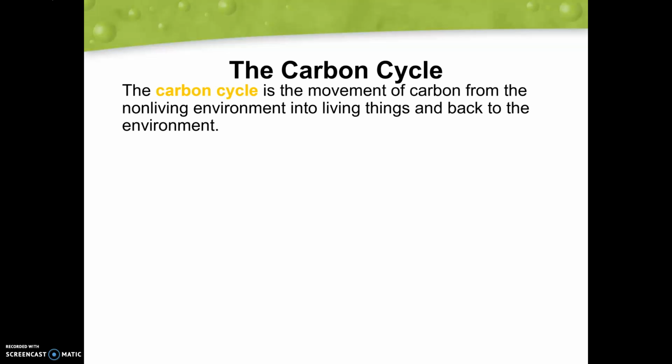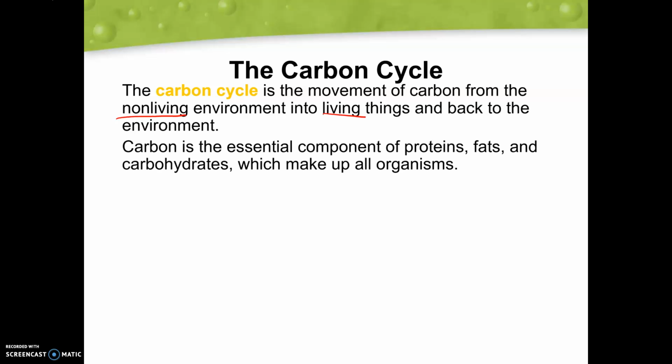So if we take a look at our carbon cycle, we're looking at the movement between non-living things and living things within our environment here. So all of those things are going to be taken. Non-living things like air, water, and rocks are moving into our living things, which are animals and plants, and then back and forth as we see that cycle happening. Carbon is one of those super essential elements because it's found in all living things. So proteins, fats, and carbohydrates, those are going to make up all the organisms on Earth.